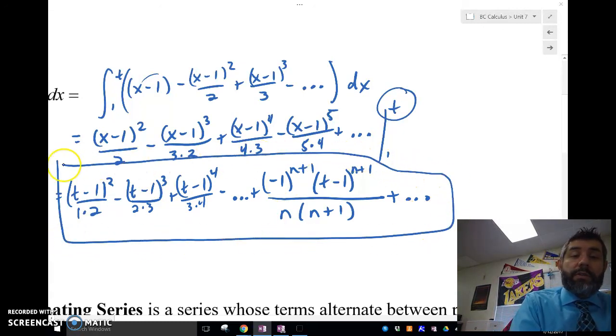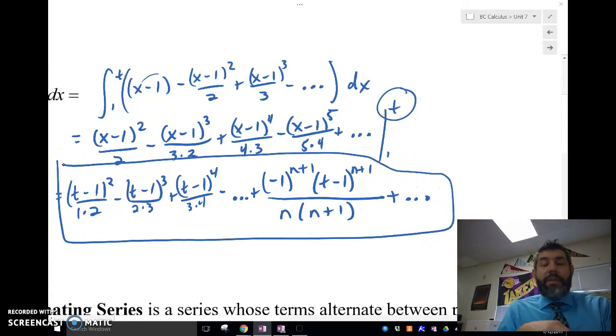There's our integral. All right, so that's how we're going to use the elementary series to come up with new series, either using derivatives, integration, or substitution, or multiplication.